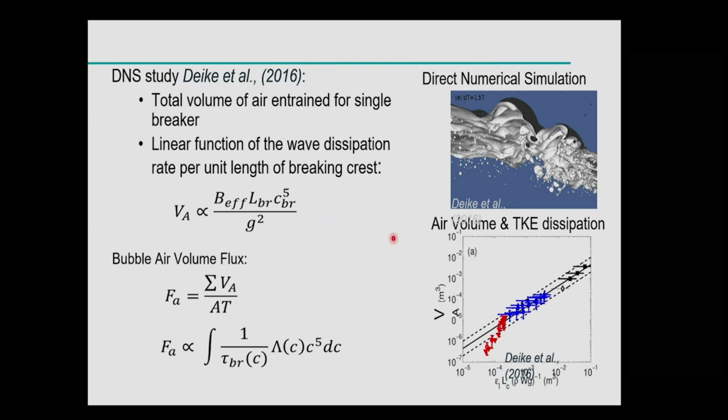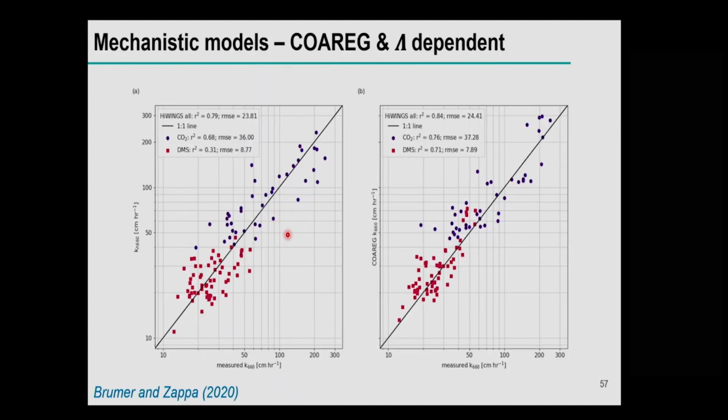So that was for the turbulent part of the gas transfer coefficient, and then for the bubble mediated part, I wanted to include a varying bubble air volume flux. I based this on the work by Deike et al., who did some DNS simulations and showed that the void fraction, or the volume of air entrained, can also be related to the breaking crest length distribution. So this is quickly to show you that we can come up with just pure wave breaking parameters in a model that does pretty much as good a job as the COARE model.